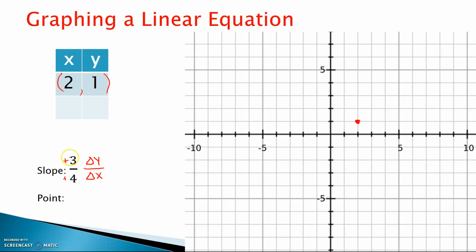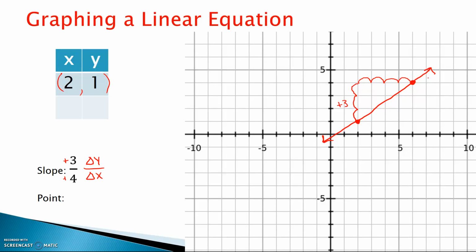If I take a look at the top piece here, changing the y means up and down. It was positive 3. So from my point here, I'm going to climb up 1, 2, 3. That was a plus 3 change in the y's. Well, what about the x's? The x's say a change of 4, and because it's positive, I'm going to go 1, 2, 3, 4. Right there we have it. I have found the second point, and bam, there is my line.